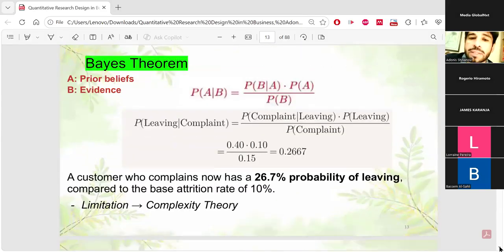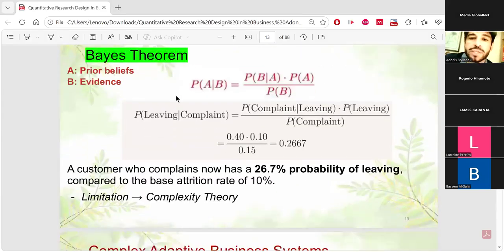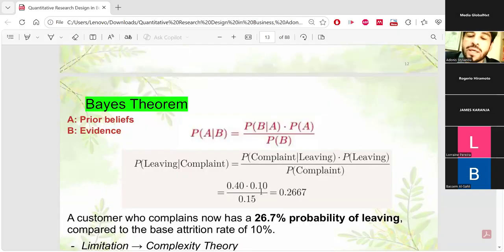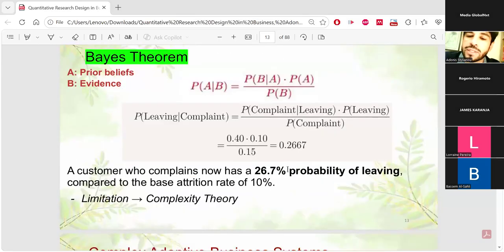We applied Bayes' theorem, which you can see here, the formula. And basically, by substituting the historical information, you calculate a new probability. This is a probability of leaving based on the fact that people actually complained. So we have a 26.7% probability, which compared to the attrition rate of 10% I mentioned before, the 10% here, you can see how all that is changing.